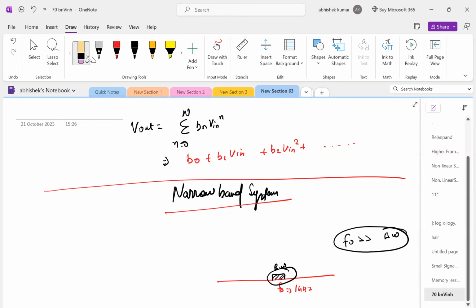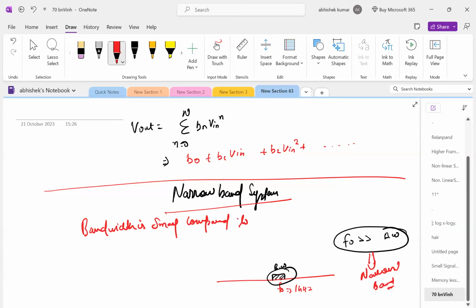This is a narrowband system. Narrowband means that your bandwidth is small compared to the center frequency. Okay.